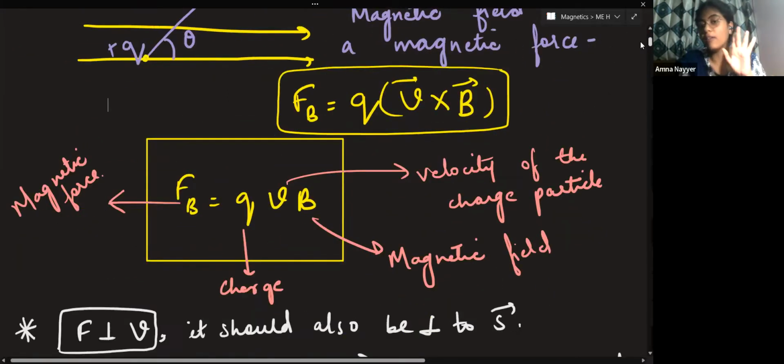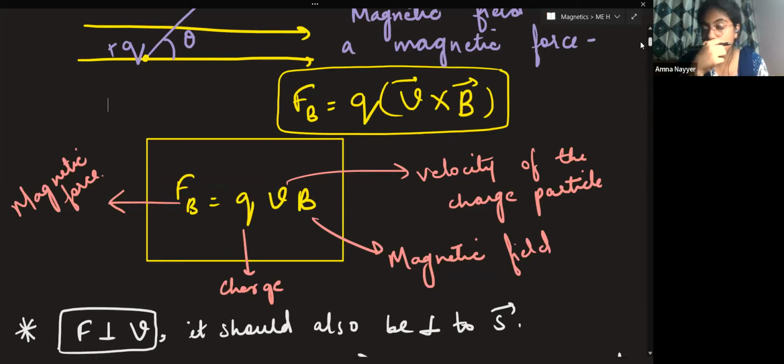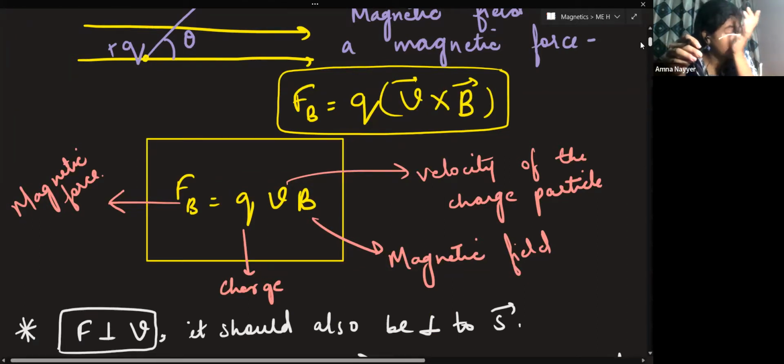So here you have to remember this formula Q V cross B, where V is the velocity, B is the magnetic field, Q is the charge. Magnetic Lorentz force. In case of electric field also we'll see electric field, but if only magnetic field is given, then this formula is sufficient.